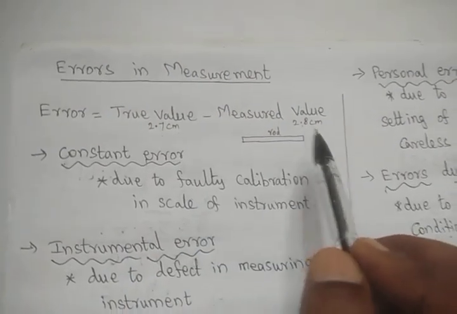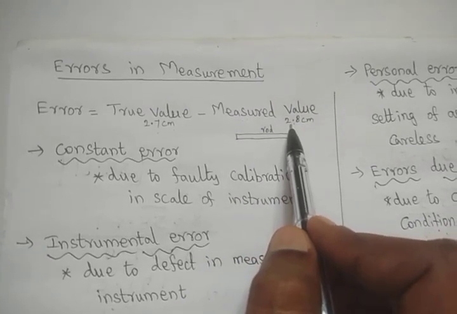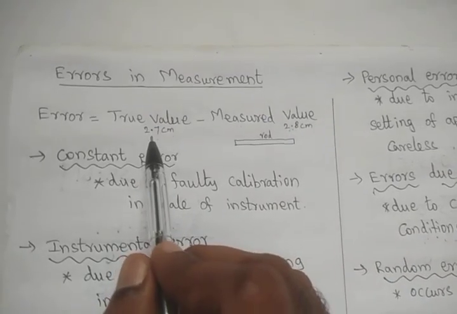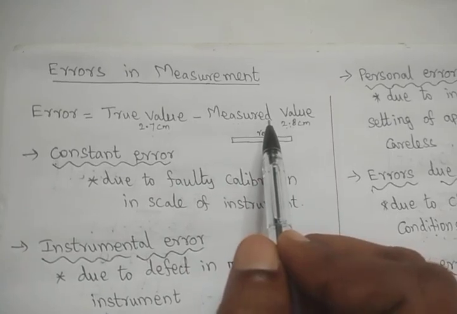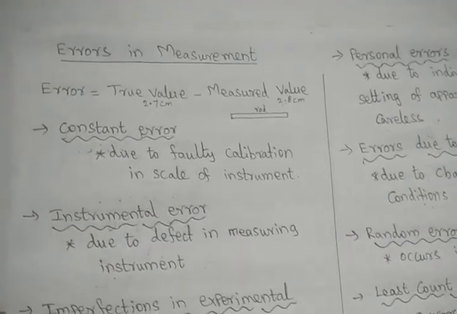But due to some error, we measured it as 2.8 centimeter. So what we measured is 2.8 centimeter, but the correct value is 2.7 centimeter. The difference between the true value and the measured value is called an error. The error may occur due to different factors.